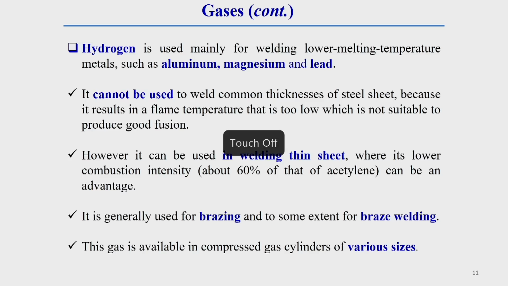Now we will discuss hydrogen gas. Hydrogen is another fuel gas, generally used for welding low melting temperature metals, especially aluminum, magnesium and lead. It cannot be used to weld common thicknesses of steel sheet, because it results in a flame temperature that is too low, which is not suitable to produce good fusion. That is why it is not used for common thicknesses of sheet plate.